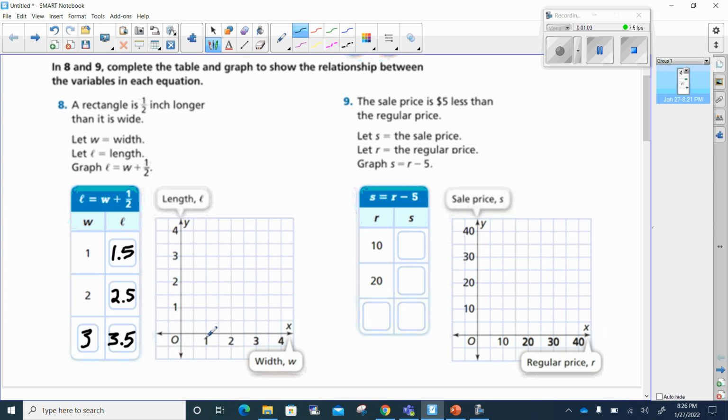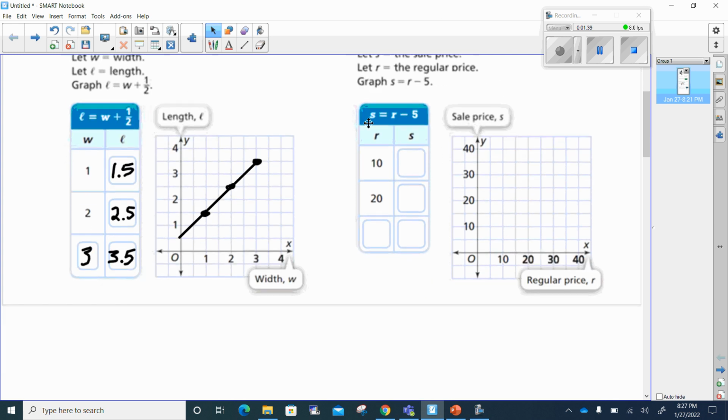So when W is 1, L will be 1.5. When W is 2, L will be 2.5. And when W is 3, L will be 3.5. So my graph will look something like this. All right. Number 9 is yours to do. Let me do number 10.